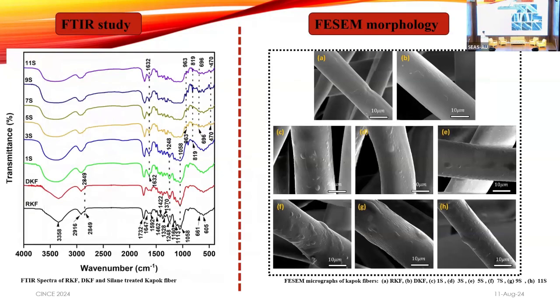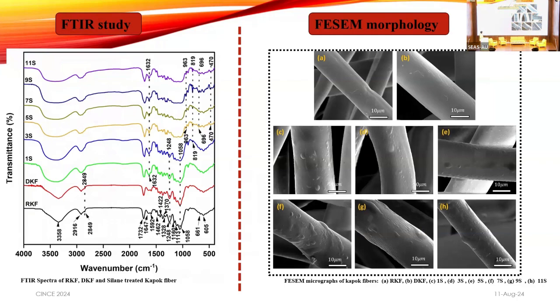This one represents the FTIR spectra. From the FTIR spectra, we can see that there are some functional group changes of the fiber. As you can see, at 470 and 963, two peaks are introduced. That is due to the Si-O-C linkage of the silanes and the fiber. And there are peaks at 819 and 696.